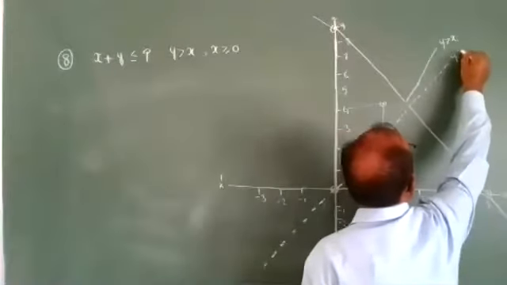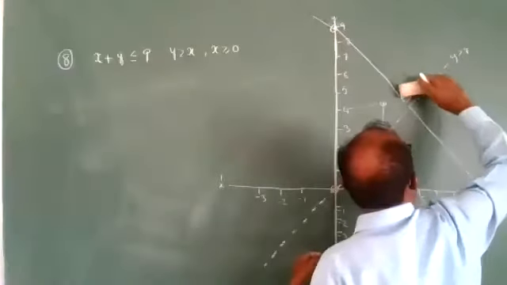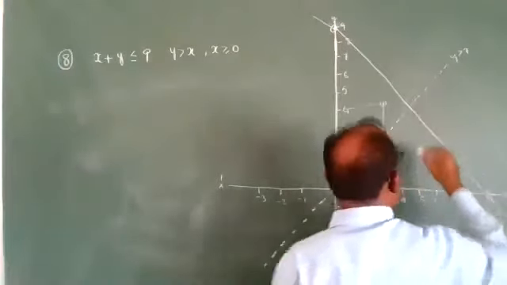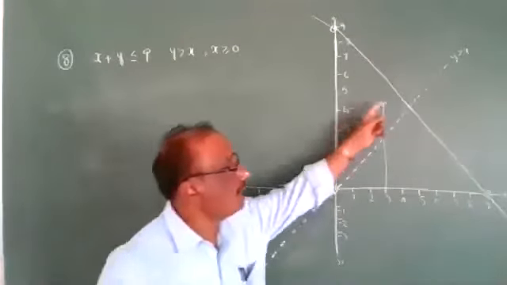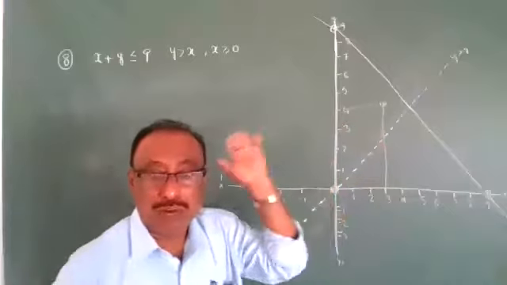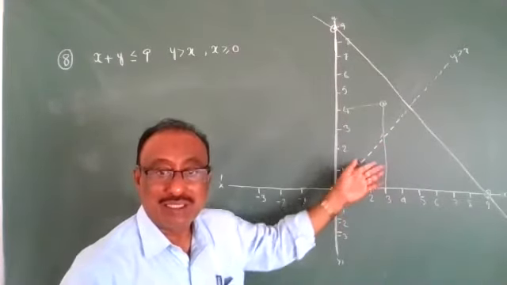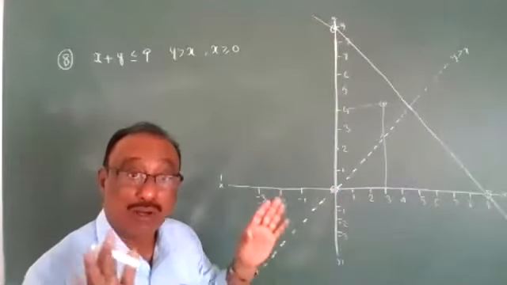Y is greater than X. Very good. The second line is the dotted line because of no equality. So here, between three lines, one point will be selected. Don't take 0, because the dotted line is passing through 0. Don't take any one point.